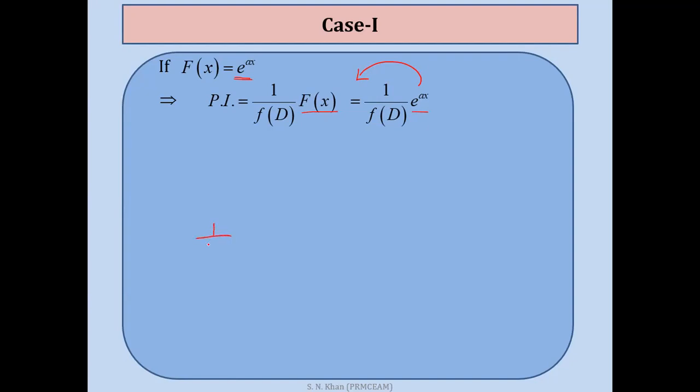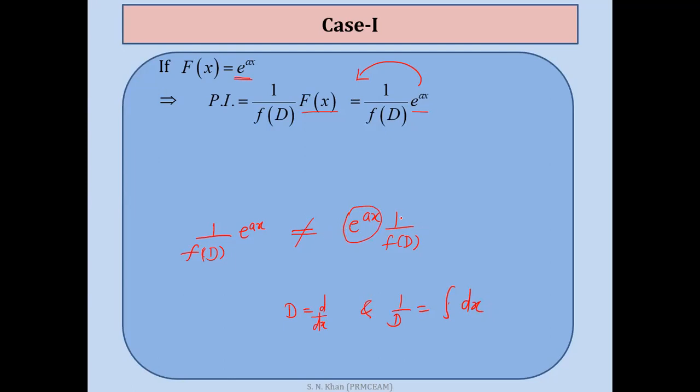Means what I am saying: 1 upon f of D operating on e to the power ax, and e to the power ax into 1 upon f of D, these two are not equal. Both are completely different. As I told you in the previous slide, D means derivative and 1 upon D means integration with respect to x. So we cannot bring any function outside the integration without calculating its integral.